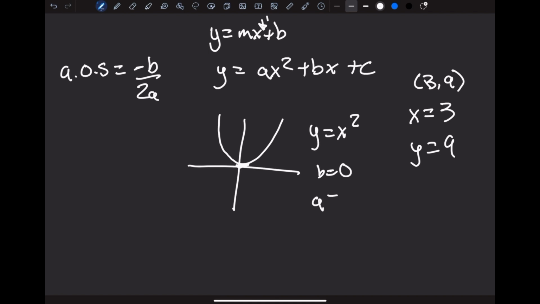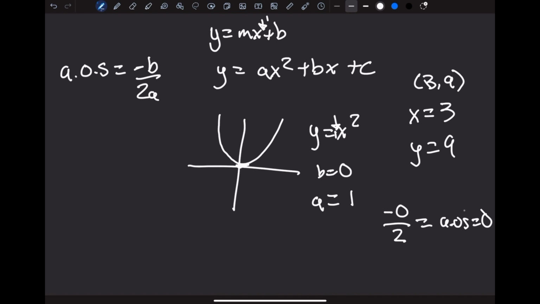And then a is equal to whatever is in front of the leading term of x squared, which in this case is 1, because there always exists a 1 in front of these variables, since 1 times anything is itself. So a equals 1. Plugging back into the equation, you get negative 0 over 2 times a, which is 2, because 2a gives you that. That makes the axis of symmetry equal to 0, because 0 over anything is 0.